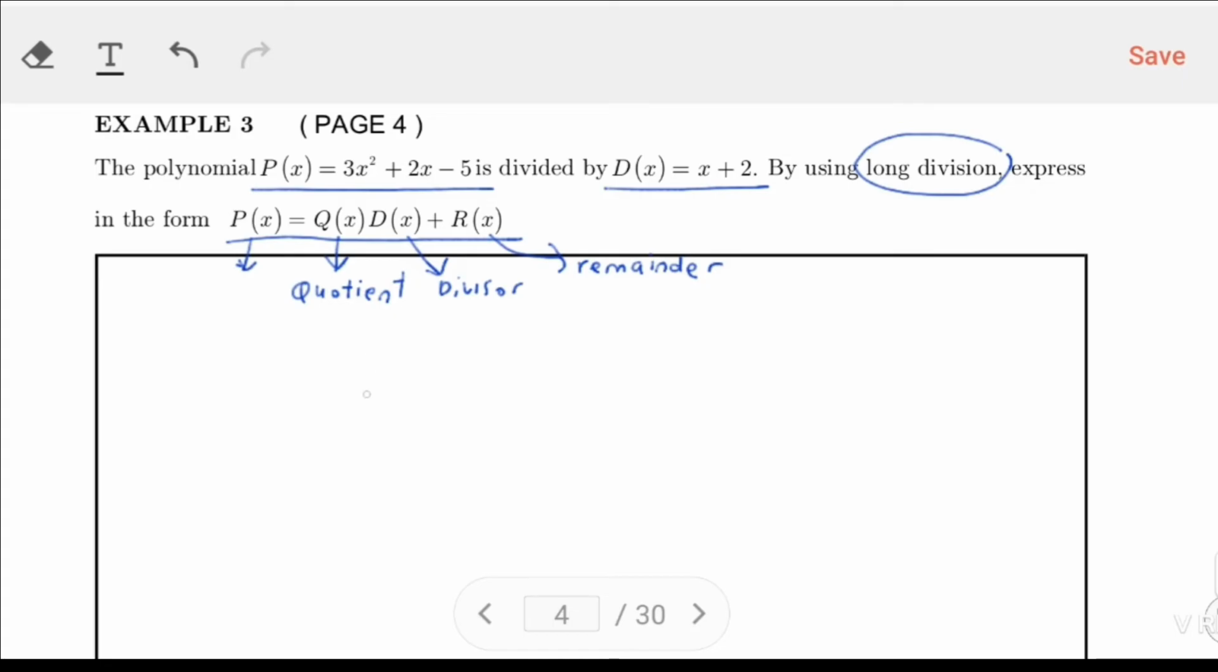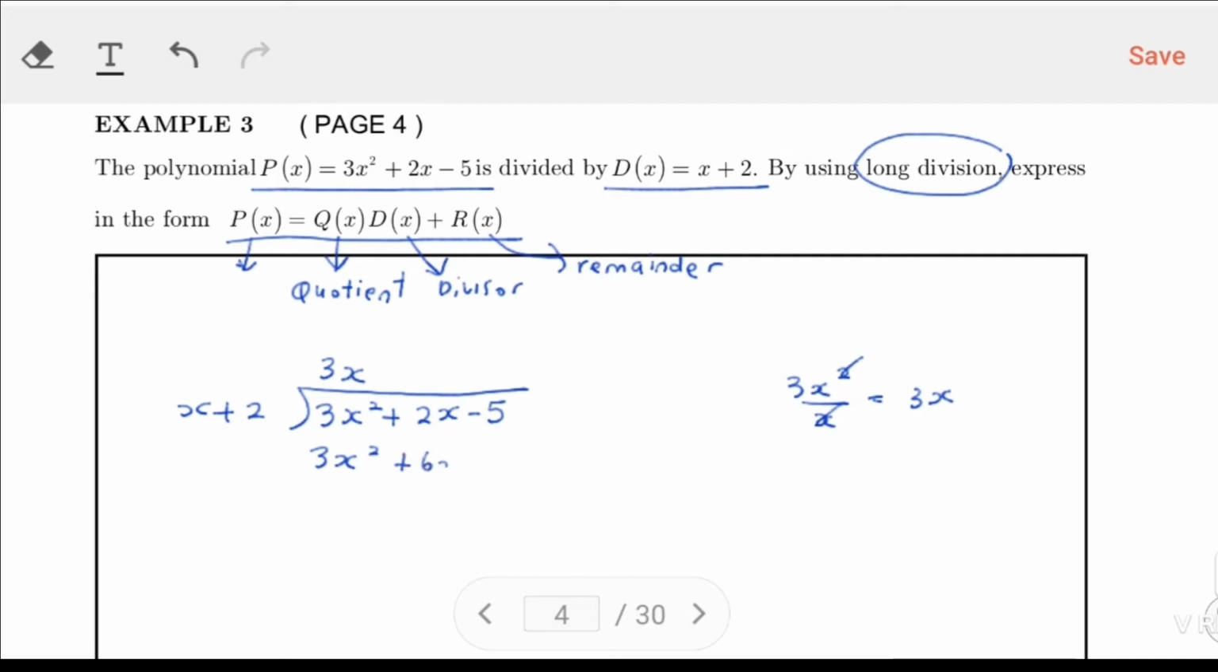Okay, to do the long division, put the polynomial first, 3x squared plus 2x minus 5, and put the divisor on the outside, x plus 2. So we have to think what times x gives 3x squared. 3x squared divided by x, we get 3x, meaning if we put 3x on top, 3x times x, we get 3x squared. 3x times 2, we get plus 6x. After we multiply, we subtract.